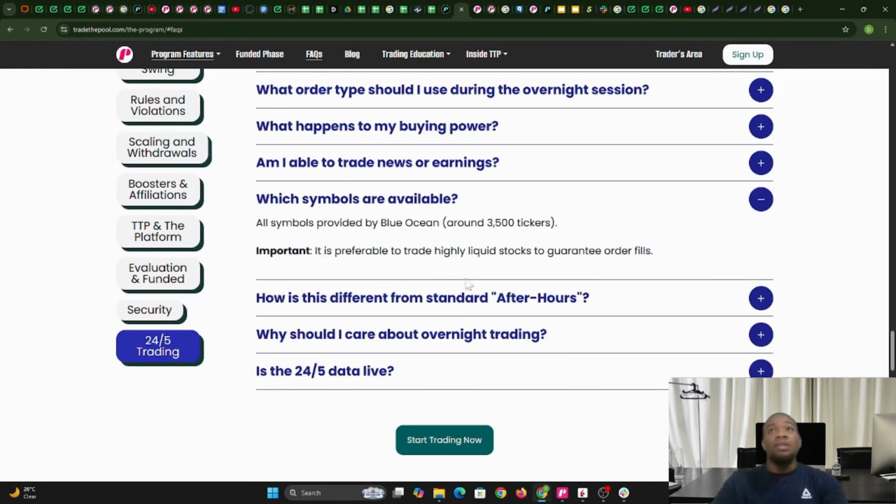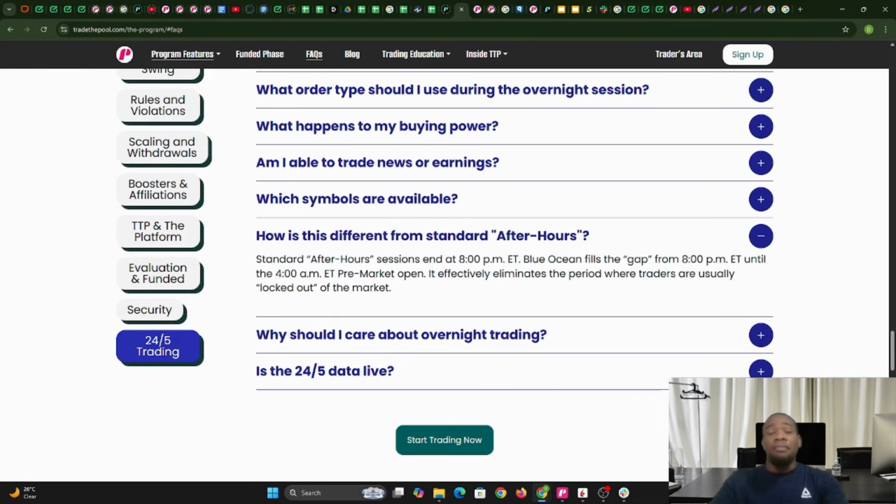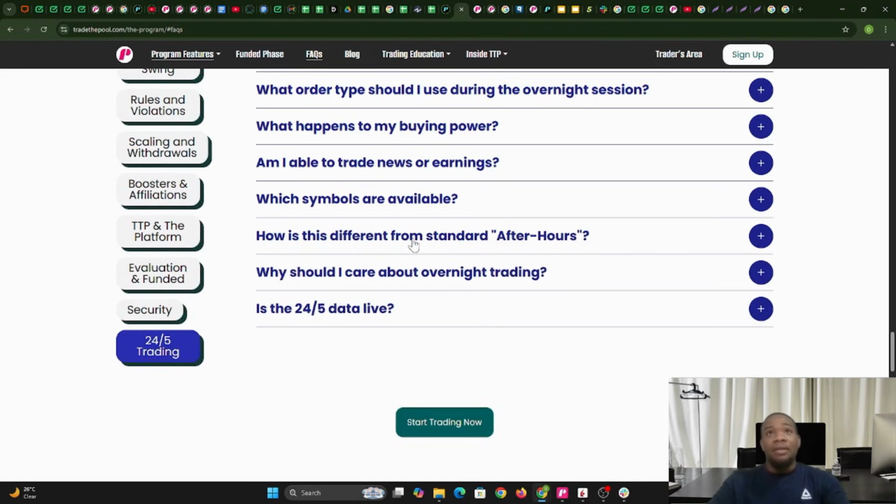What symbols are available? Basically 3,500 tickers, and those are all the symbols that are offered by Blue Ocean, right? Because the data feed for the 24/5 comes from them. So mostly popular stocks and stocks that will be more liquid. And this differs from the regular extended hours trading because it's giving you more flexibility, right?